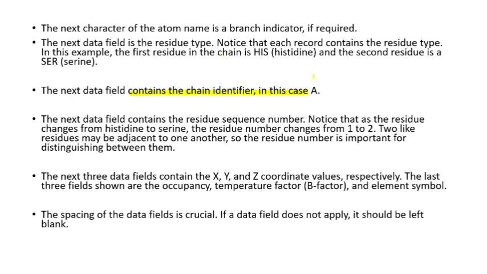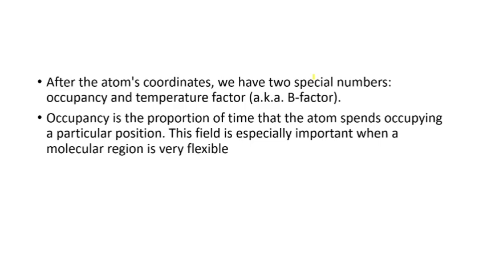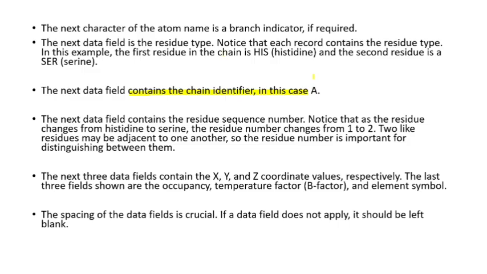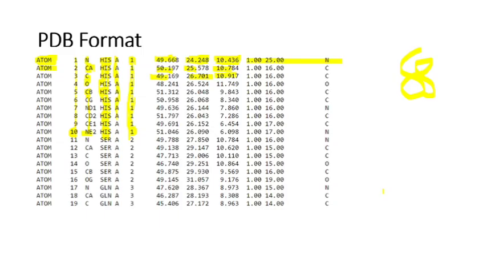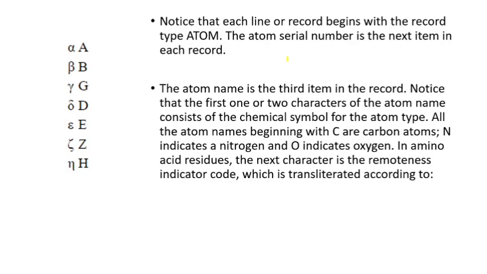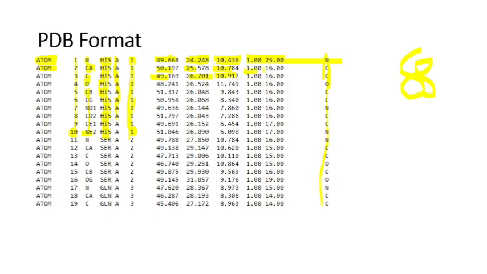The last 3 fields are first the occupancy, second the temperature factor or B factor, and last the element symbol, which is the element occupied in the particular position. The element symbol we have seen at the end, and this is the occupancy and B factor. I will tell what they are. Okay. Rest of the things I hope you understood.